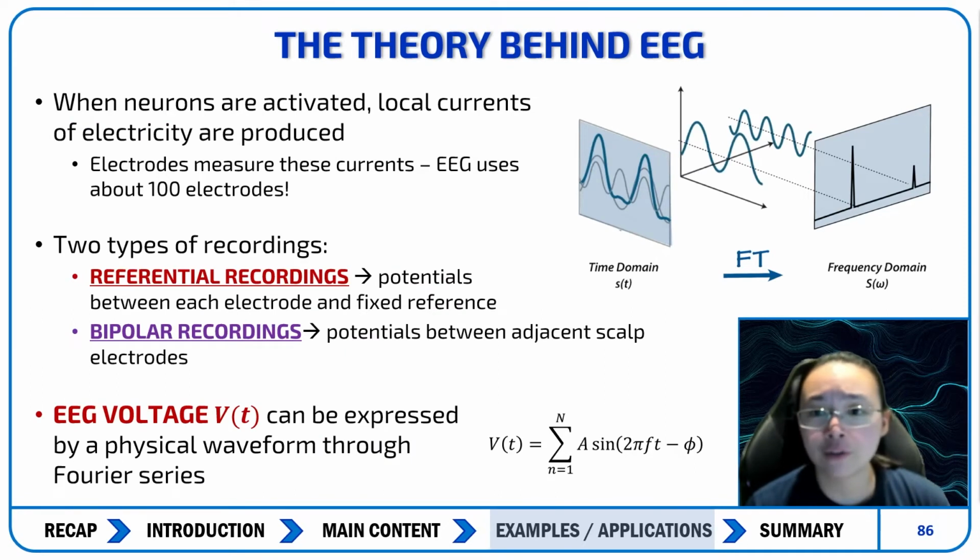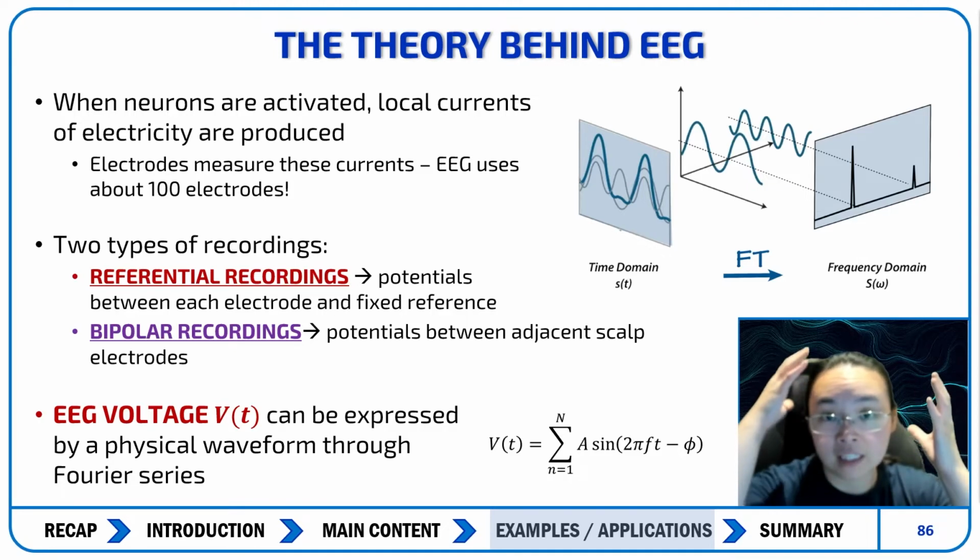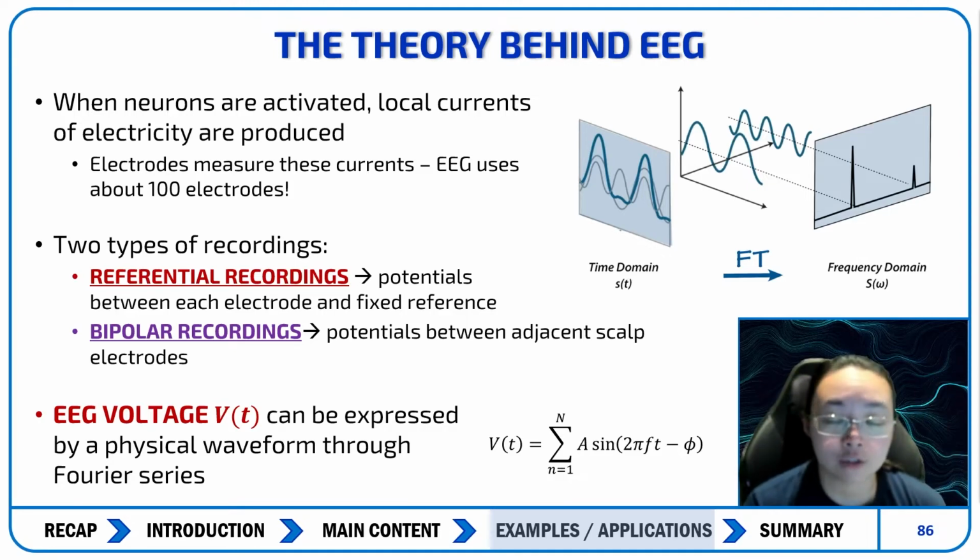The mathematical theory behind EEG is a lot more complex than it looks. When the neurons are activated, local currents of electricity are produced. The electrodes on that EEG cap are going to measure these currents, and they use about 50 to 100 electrodes depending on which model you're using. There are two types of recordings that take place: a referential recording and a bipolar recording. It's important to know the difference between the two of them.